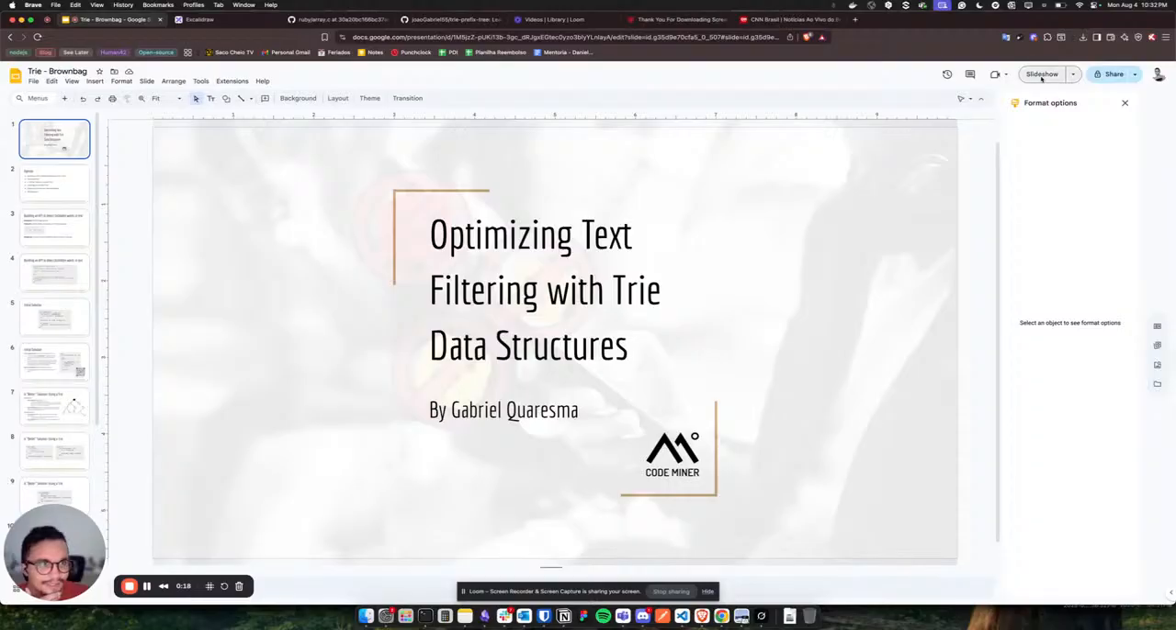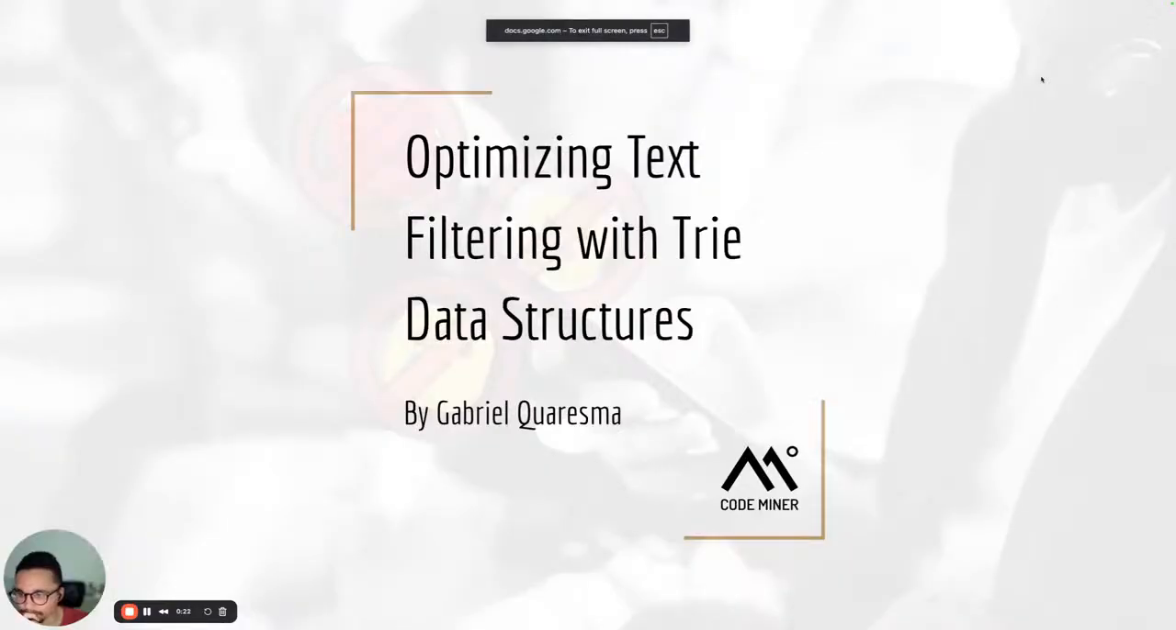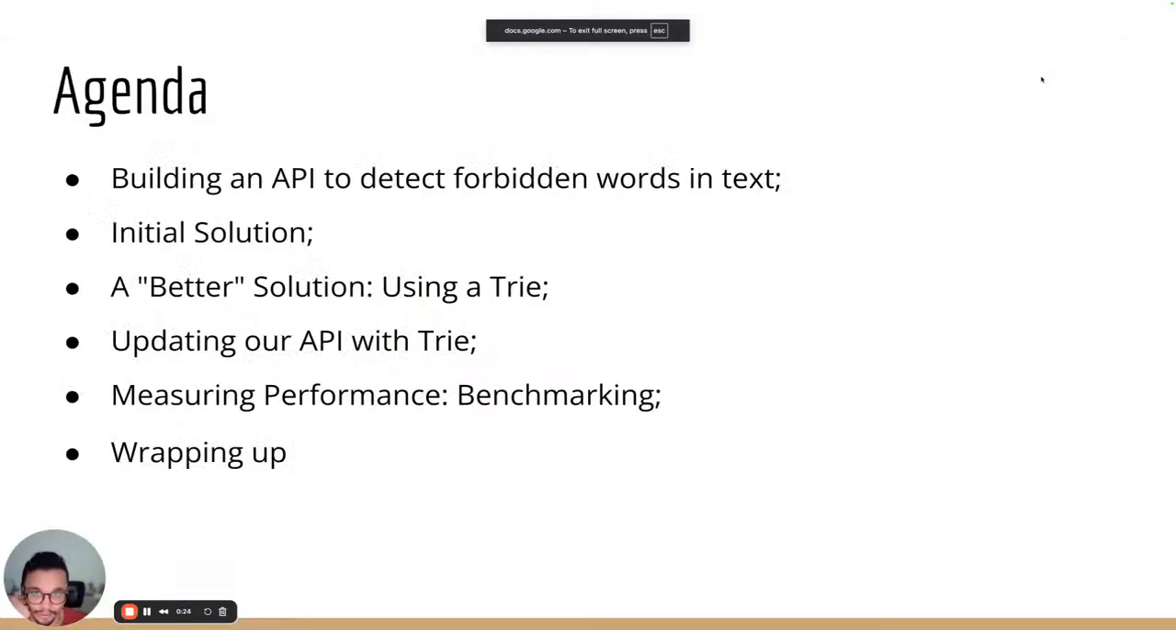Let me put in the slideshow here to be better to see. Okay, right, so let's start. The agenda of this presentation will consist of showing how to build an API to detect forbidden words in text. This will be our use case to apply this data structure.